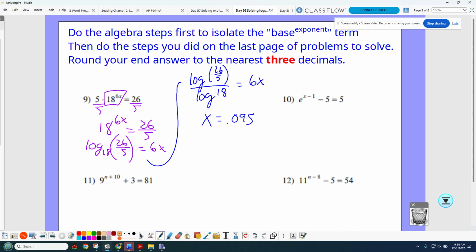For this one, it's e, so that it's ln. It just is ln, so it's ln of 10 equals x minus 1. You didn't have to do the, because natural log of e is 1. Okay.